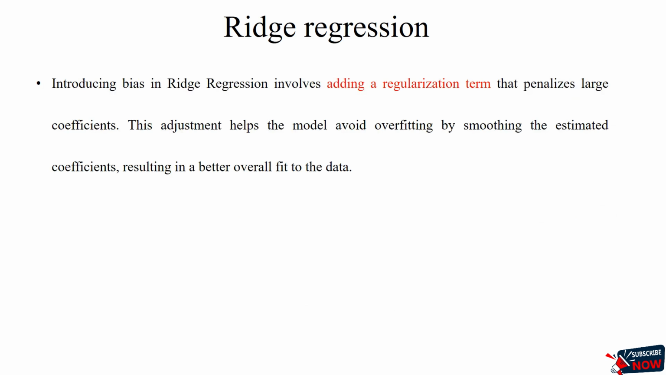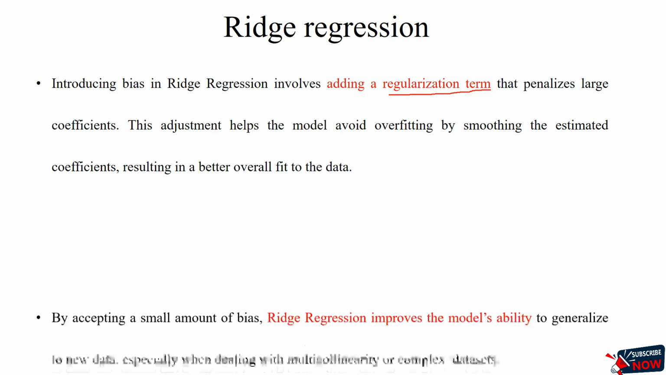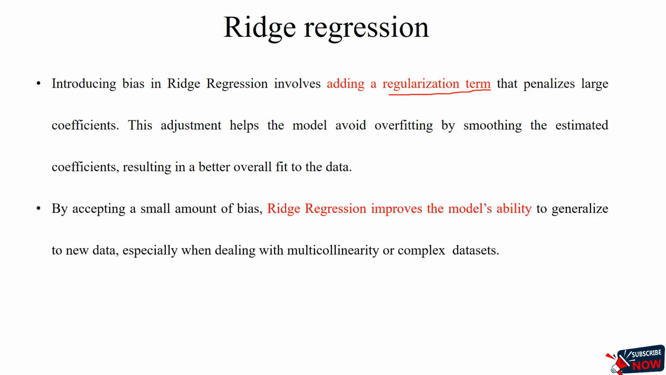Introducing bias in ridge regression involves a regularization term that penalizes large coefficients. Generally, this avoids overfitting. By accepting this small amount of bias, ridge regression will improve the model's ability to generalize to new data.